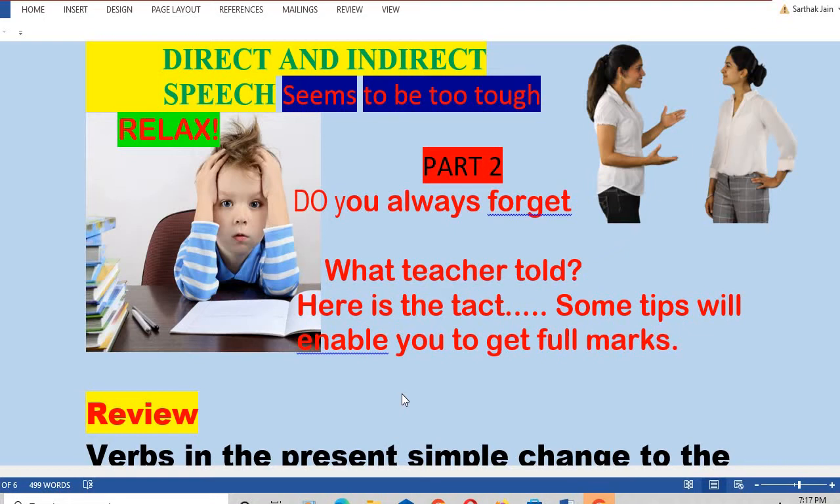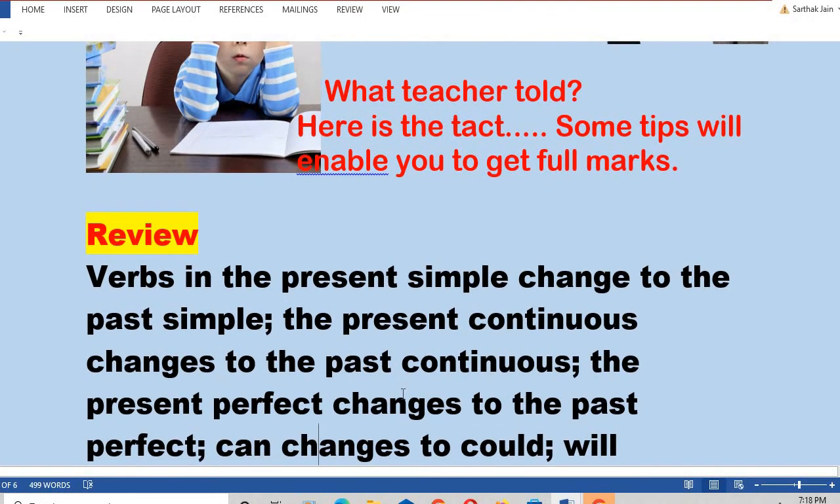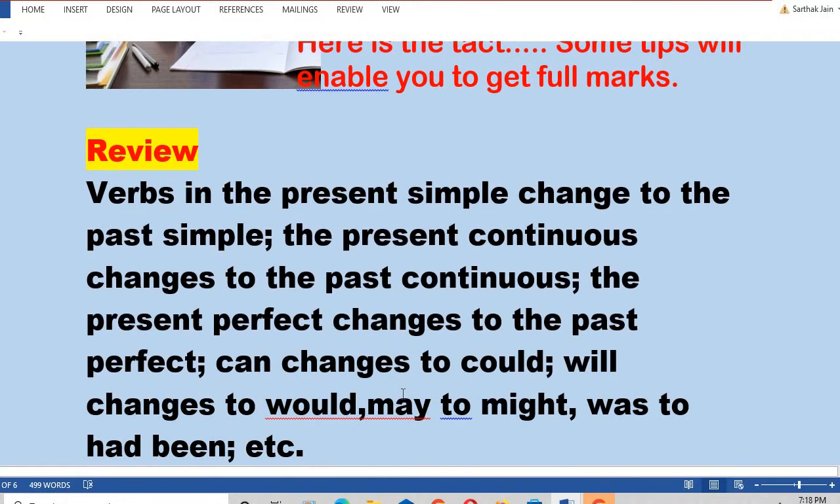The topic which concerns you a lot, and many of you, in fact a majority of you, are likely to give up in between. Let it go to hell. But I assure you, if you start following the few tips told by me, you will definitely get full marks in this. Okay.